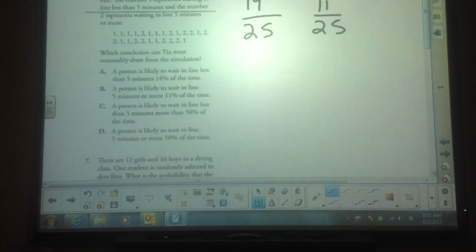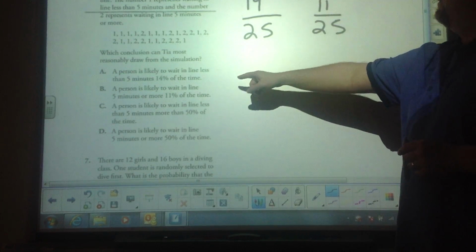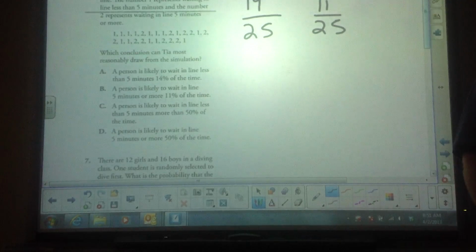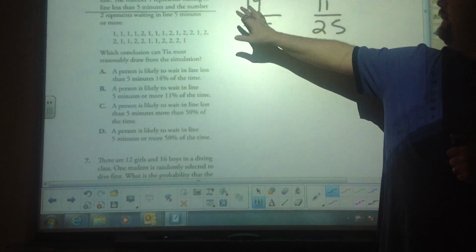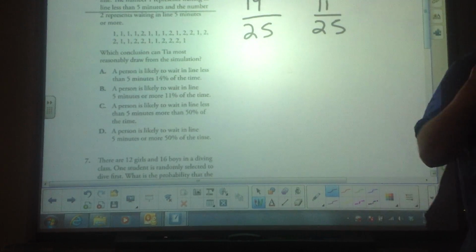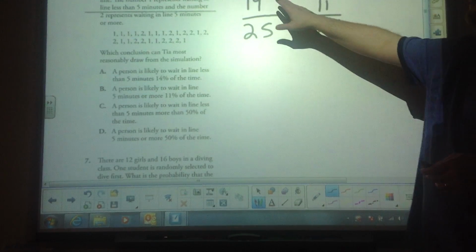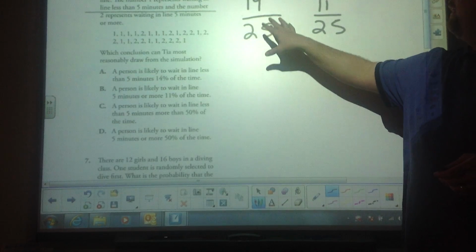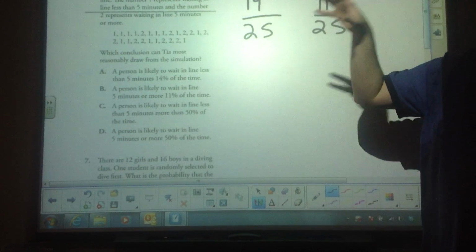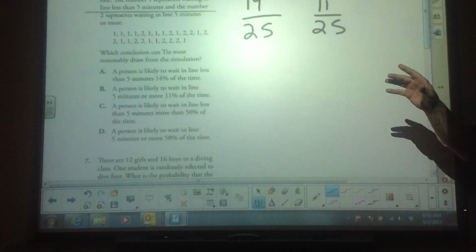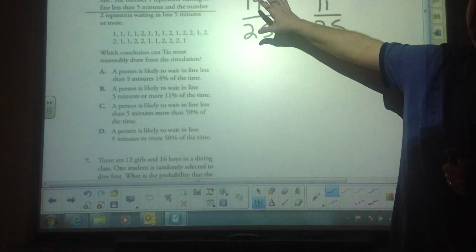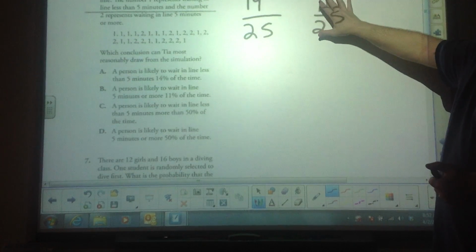A, a person is likely to wait in line less than 5 minutes, which is this side right here, 14% of the time. This is what we call a trap answer, because you're going to look at that 14 and say, well, that's 14%. Well, no, that is not 14%. 14% would be 14 out of 100. And here we have 14 out of 25, so that is not a percentage. If you look at that, that's about 56%. And this would be about 44%.